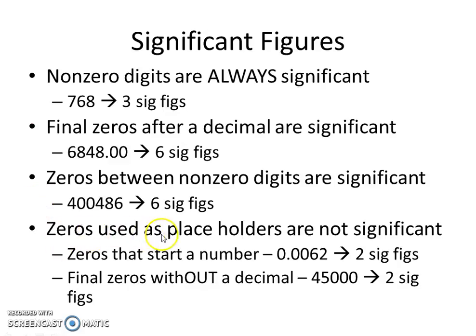And finally, zeros used as placeholders are not significant. Zeros that start a number and final zeros without a decimal. Notice there is no decimal involved here. When you put that decimal in, these numbers become significant. All right, so this one only has 2, and this one also only has 2. Those are your examples of significant figures.